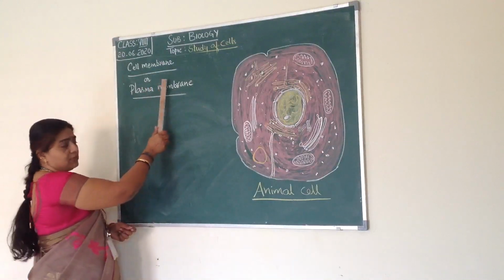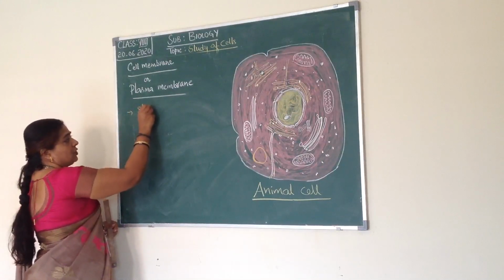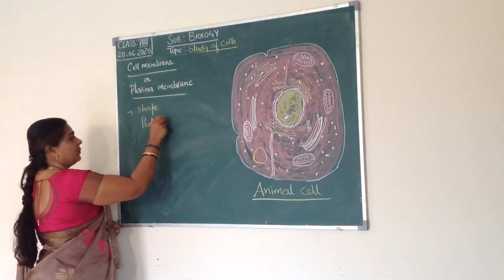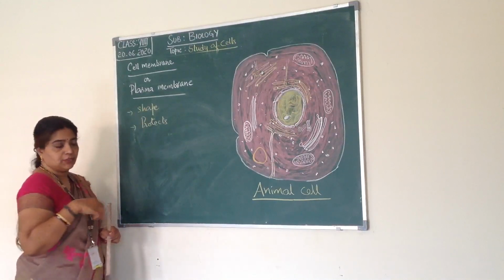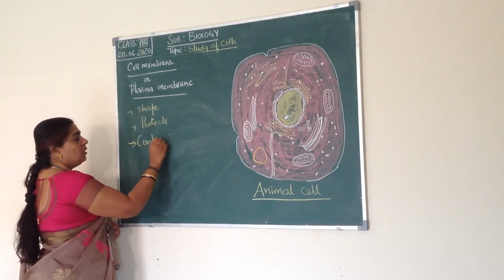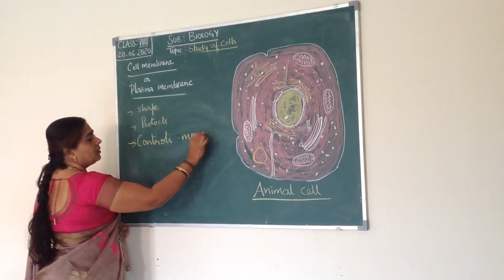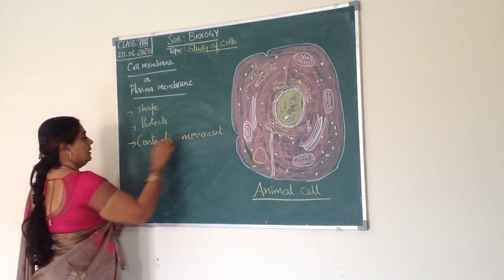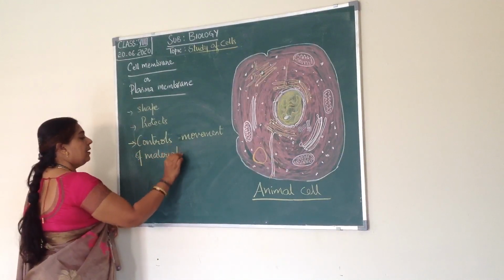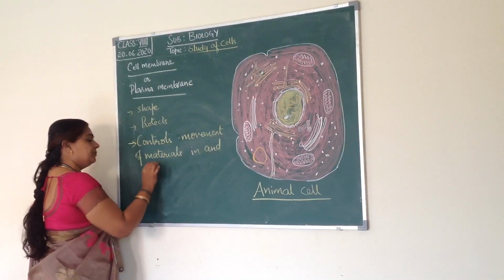So let us come back to the cell membrane. The cell membrane maintains shape, it gives shape, it protects. These are its functions. It also controls the movement of materials in and out of the cell.